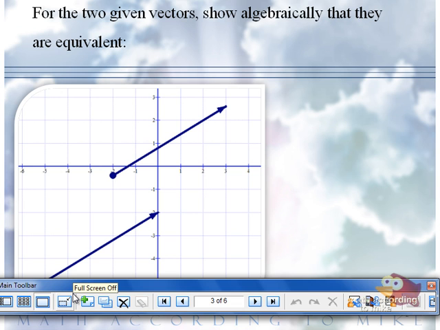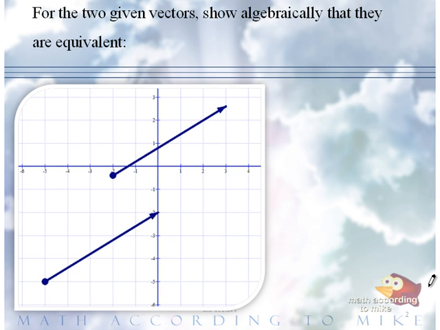For the given vectors, which don't have names. Show algebraically they are equivalent. Anytime in math they say show, that means it is true. You should be able to show that they are the same. If they said determine, that means it may or may not be true.